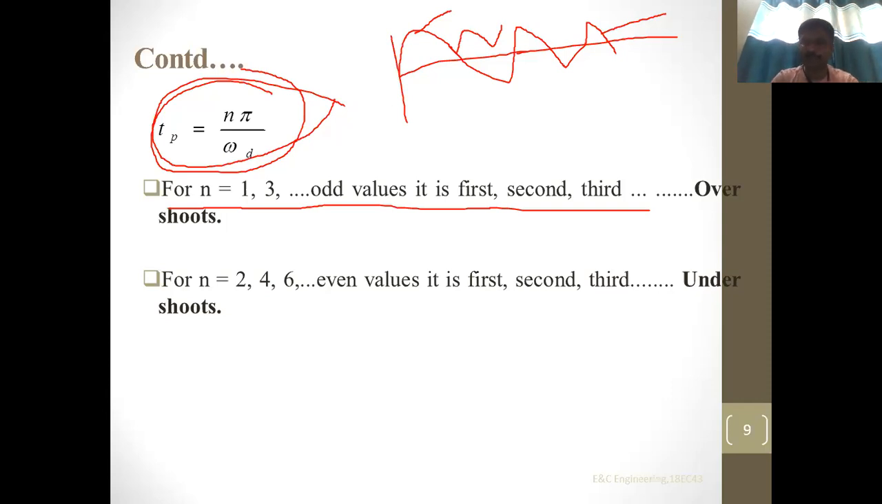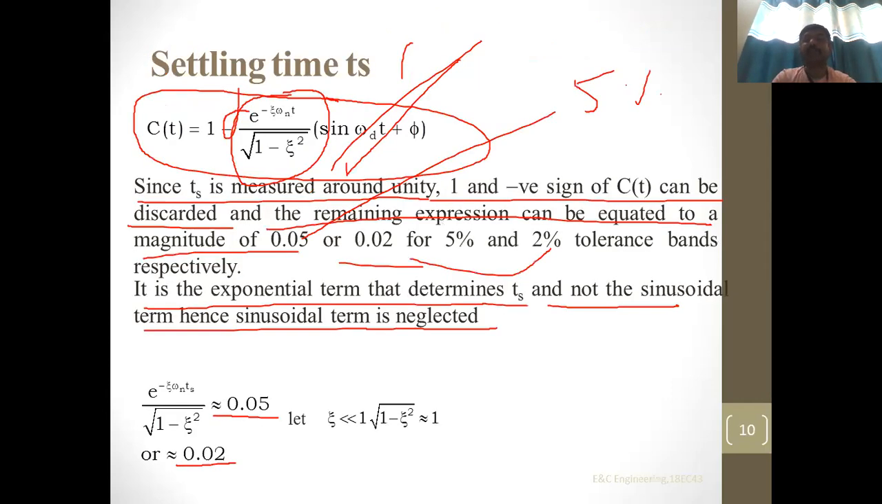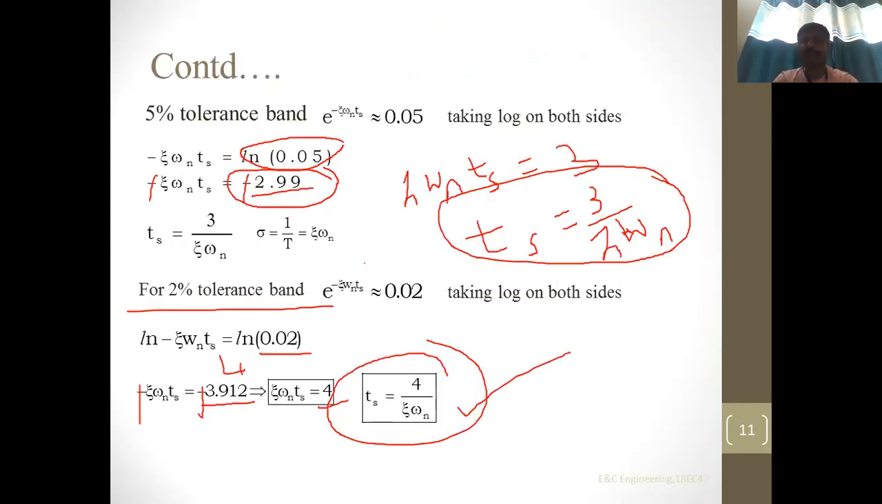Is it okay? That is by default, where I may take pi divided by omega d. This is concerned with the peak time. Then coming to the settling time. Now about the expression for settling time, we had two expressions. Ts is equal to 3 by xi omega n or 4 by xi omega n based on the tolerance. If it is 5% tolerance, 3 by xi omega n. If it is 2% tolerance, 4 by xi omega n. Is it okay? This is based on the requirement we need to consider.